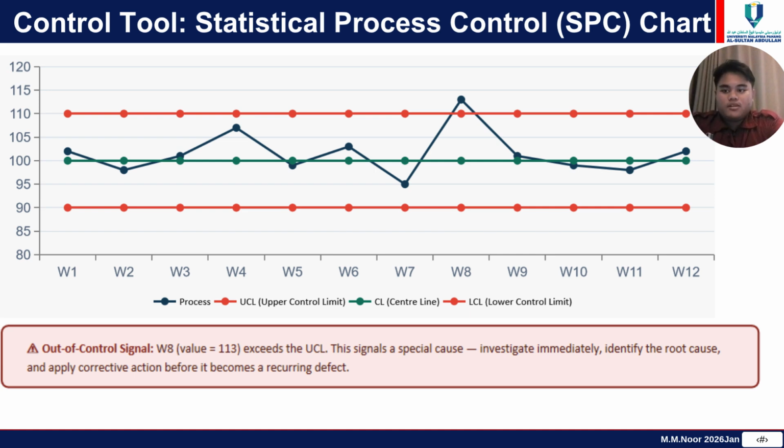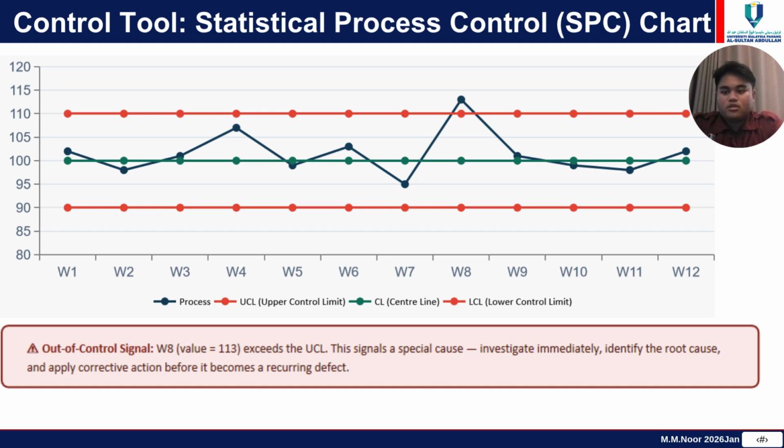Let's look at an example of a control chart in action. This chart tracks our process performance across 12 weeks. The green line represents our process mean, while the red lines represent our statistically calculated upper and lower control limits. Notice what happened at week 8. The value spiked to 113, completely breaching the upper control limit. This is a clear mathematical out-of-control signal.